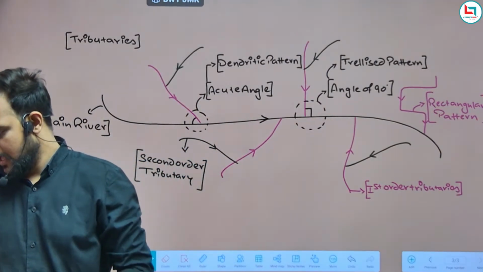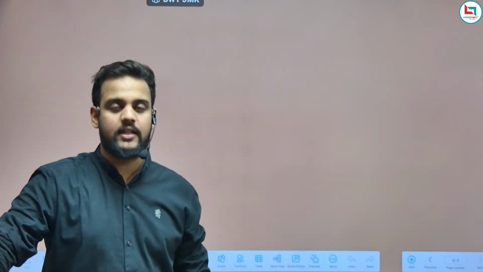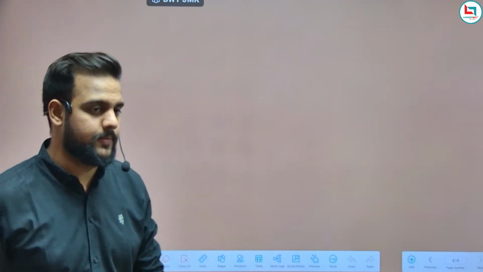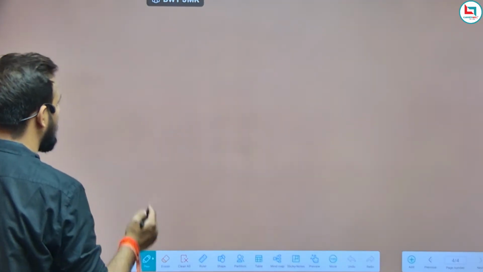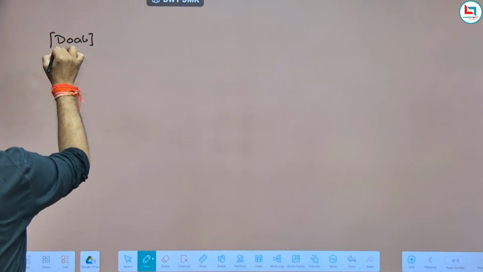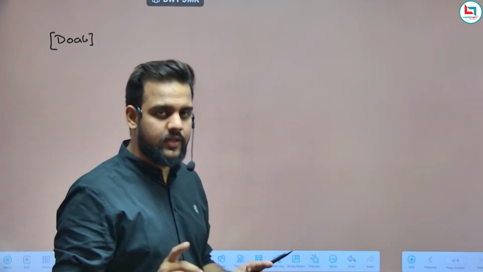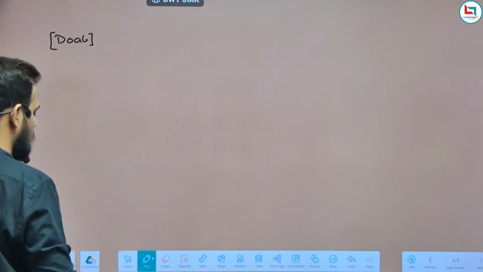Now guys, after this, we have to know about the next concept, and the next concept is of the doab. Now, guys, what is the doab? When we have the floodplains of rivers, when two floodplains of the river overlap upon each other, then that particular region is known as doab.